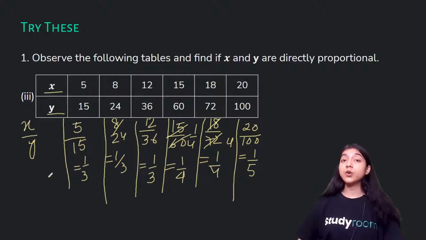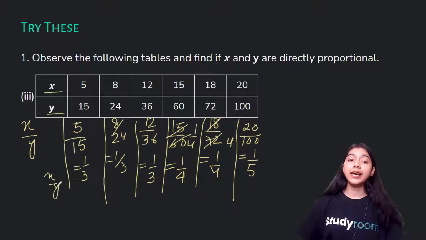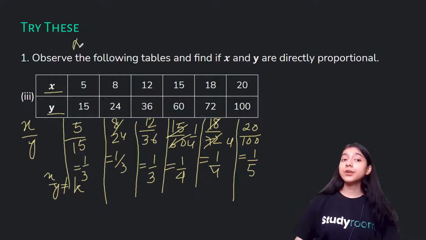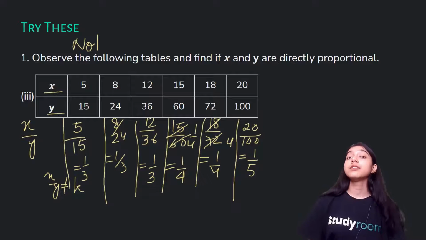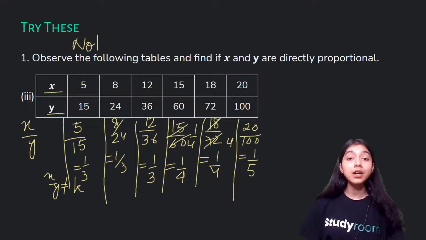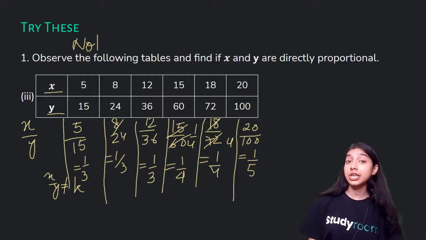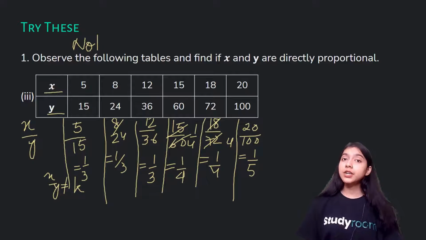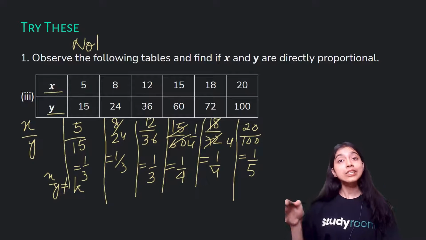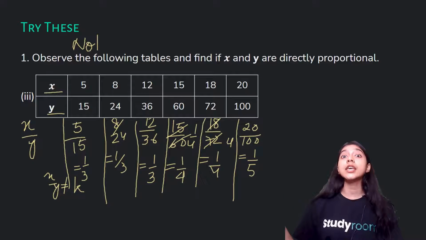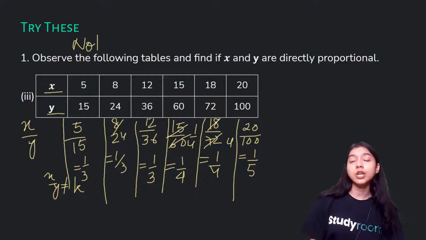So here we can observe that x by y, this ratio is not a constant k. So x and y will not be in direct proportion. It will not be in direct proportion because for two variables to be in direct proportion, their ratio needs to be a constant number, and over here the ratio is changing with each value. For the first three values, the ratio is constant, but then it changes to 1 by 4 and then it remains constant till the next value, then again it changes to 1 by 5. So it will not be in direct proportion.